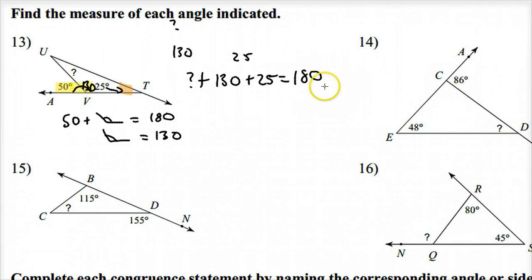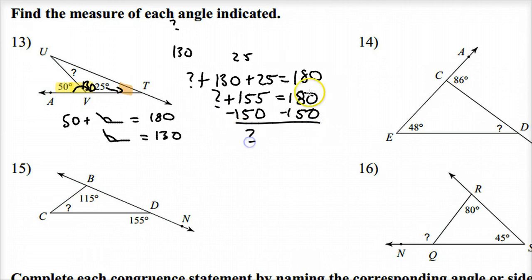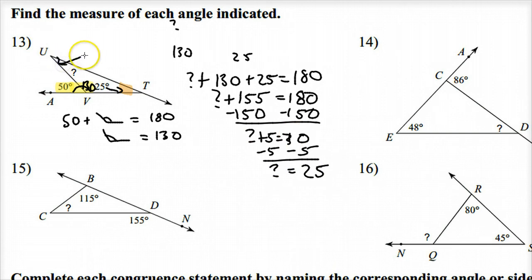You guessed it. So if I put these two numbers together, that would give me 155. Question mark plus 155. Let's subtract 150. Let's see, 180 minus 150 is just 30. So question mark plus 5 equals 30. Now if I subtract 5, question mark equals 25. Well, that's kind of interesting. That's the same as the other one. So I have 25, 25, and 130. That would make this an isosceles triangle. Kind of interesting. All right, one more, and then we're done.